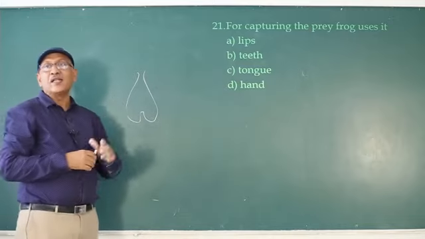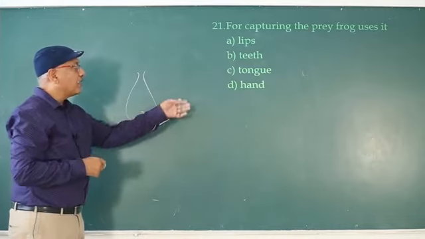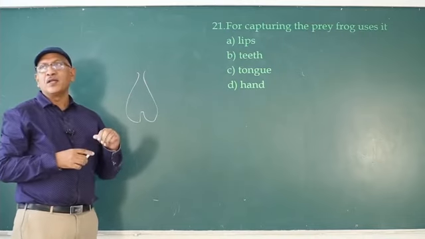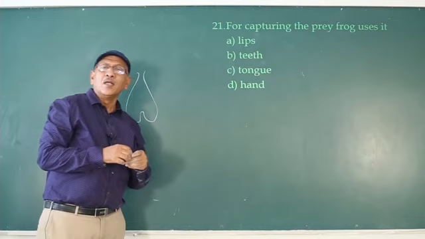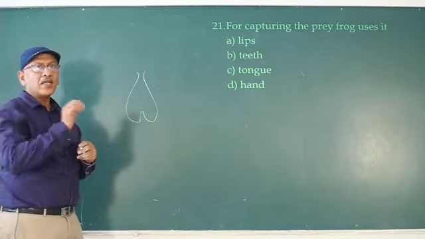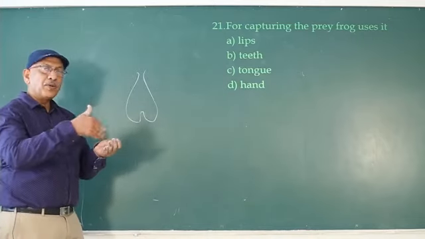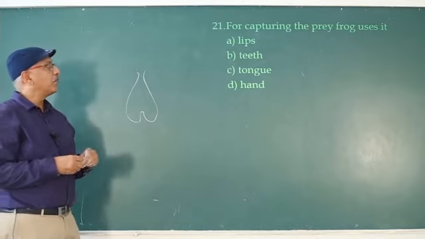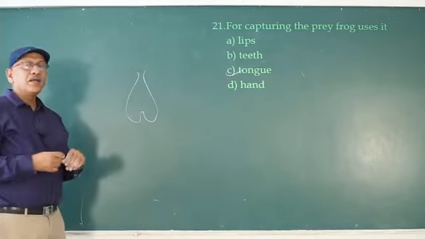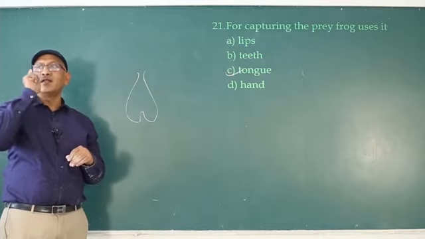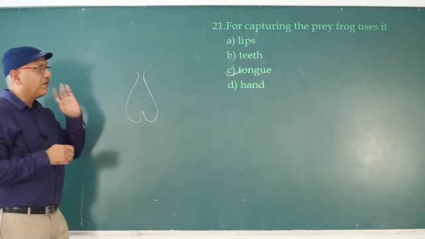Now the teeth present in the upper jaw also prevent the escape of living prey. You already know in frog teeth are present only in the upper jaw. Teeth present in one jaw do not help in mastication. So they prevent the escape of living prey. So the answer is tongue, and the unique character of tongue is that the anterior part is attached and the posterior part is free.